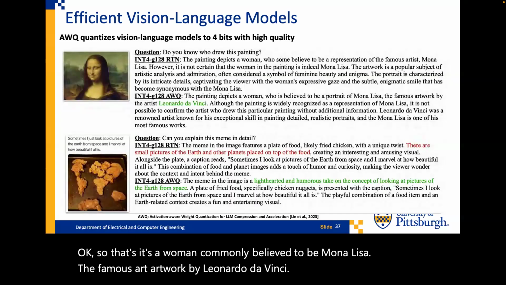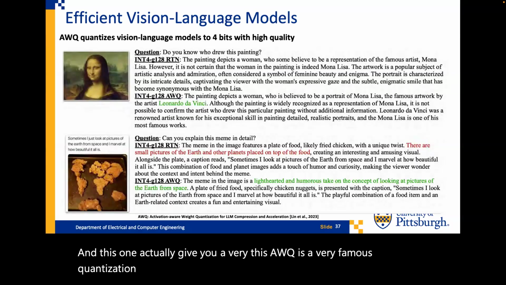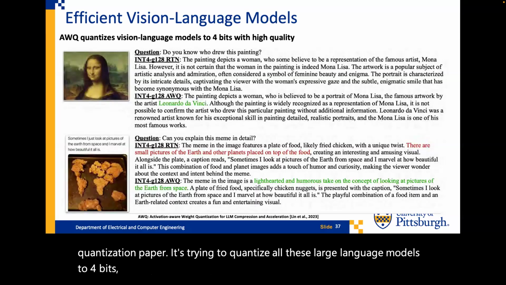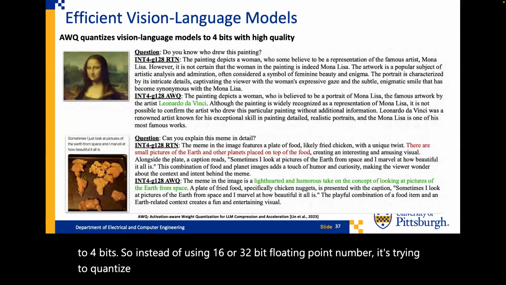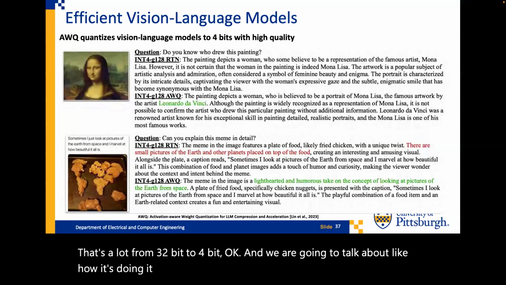And this one, AWQ, is a very famous quantization paper. It's trying to quantize all these large language models to 4 bits. So instead of using 16 or 32-bit floating point numbers, it's trying to quantize both the weight and the activation to 4-bit integer. That's a lot, from 32-bit to 4-bit. And we are going to talk about how it does this while maintaining accuracy.